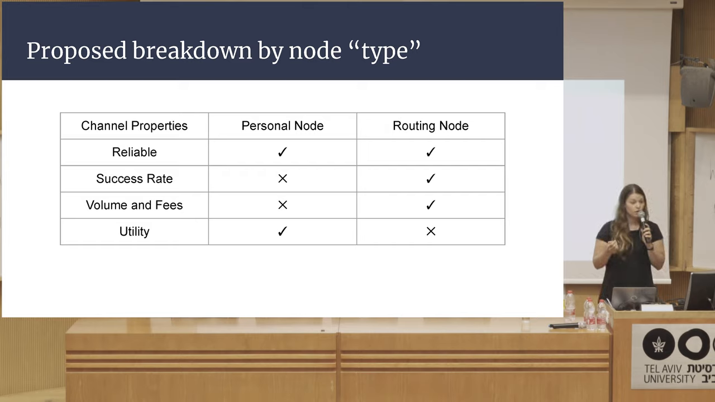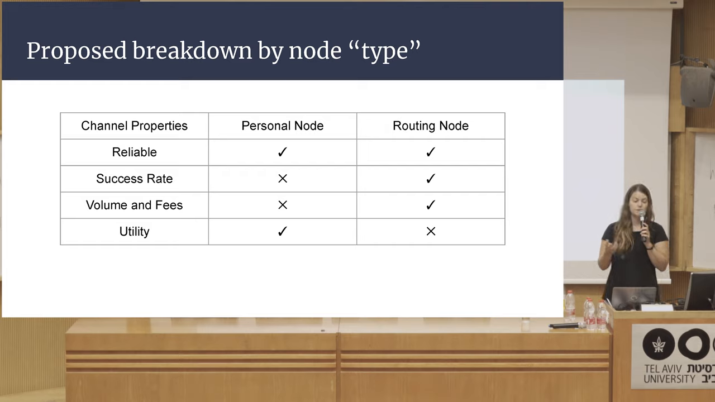Whereas with a routing node, you also have to have a reliable peer. This is kind of non-negotiable in Lightning. If your peer is flapping on and offline, you've just got to cut them. I think the network is stable enough that you can find good peers, so no one should leave their capital locked up with an unreliable node. But then for a routing node, you'd be much more concerned with the success of your payments and the volume and fees that you earn from it, and much less concerned with the utility you're getting.